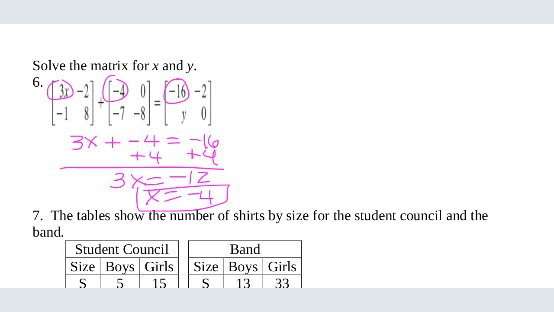Then notice that there's another variable, y. So the elements that match up with y are -7 and -1. So -1 plus -7 equals y. So -8 equals y.